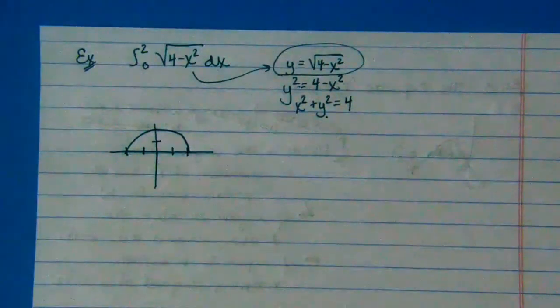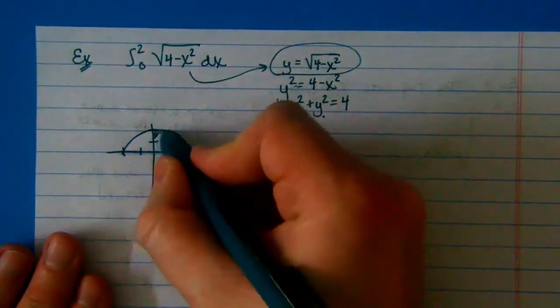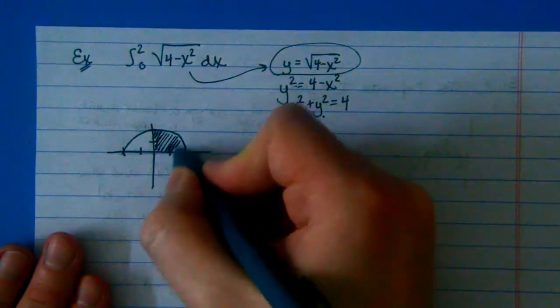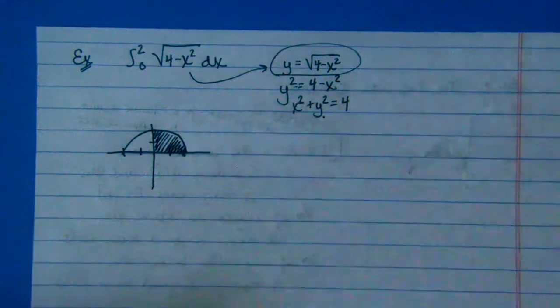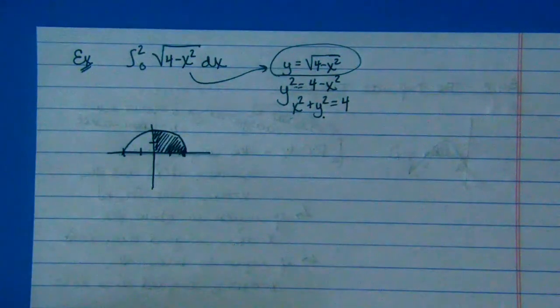Now, I want to find the definite integral from 0 to 2, which means I don't actually want the signed area of a semicircle. I want the signed area of a quarter circle. I think you could figure that out, though. What is this definite integral going to equal?